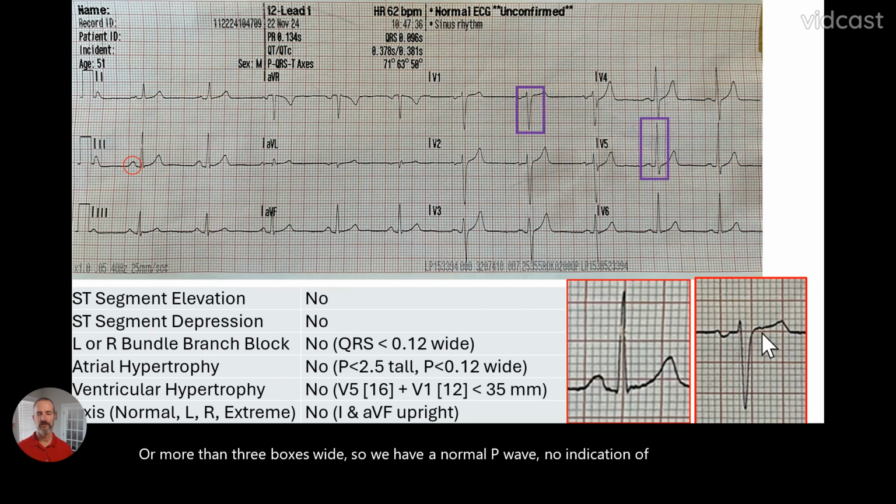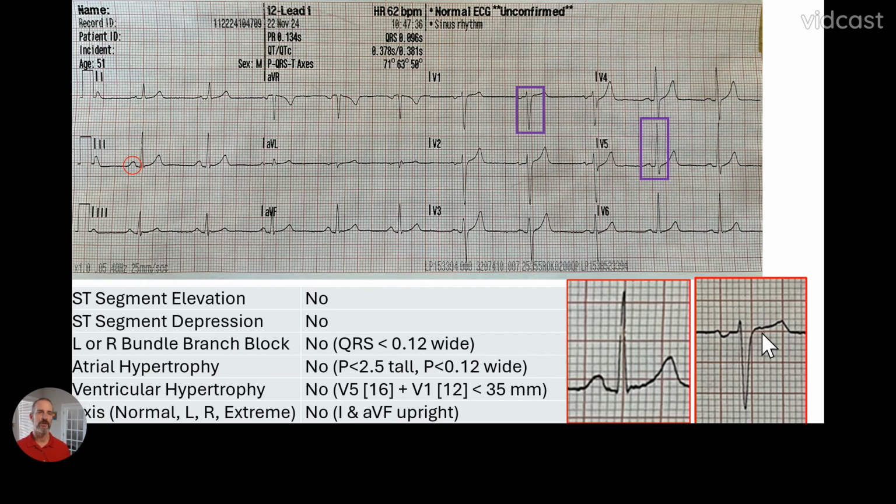And moving on to ventricular hypertrophy, we're going to look at the larger of V5 and V6. This focuses on left ventricular hypertrophy, and we're going to look at V1, and we're going to add those two together. So with V5, I counted 16 boxes high, and V1, I counted 12 boxes deep. That adds to 28. So we do not meet criteria for left ventricular hypertrophy.